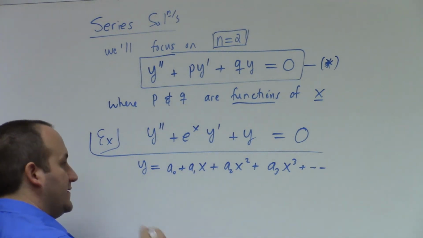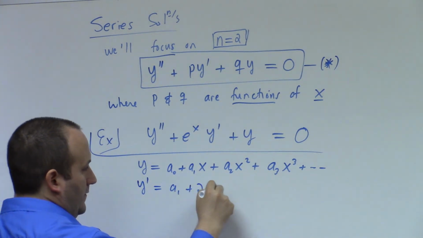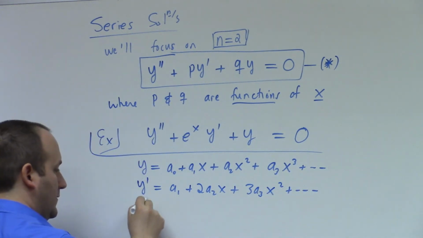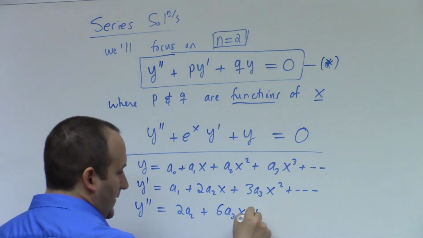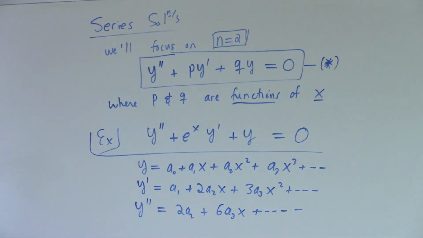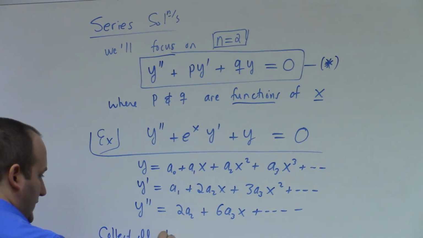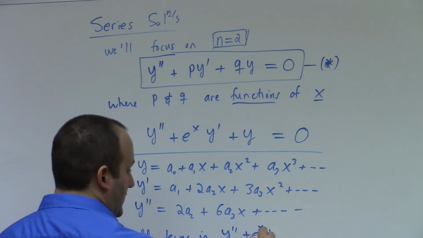So you guess the power series. You differentiate the thing. Differentiate it again. Decide what order you're going to keep things to. Because I'm trying not to drag this example on too long, I'm just going to keep the quadratic order. So what I want to do is collect all terms in y prime prime plus e to the x y prime.